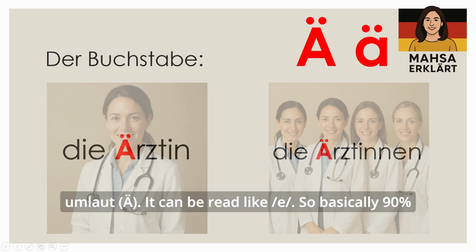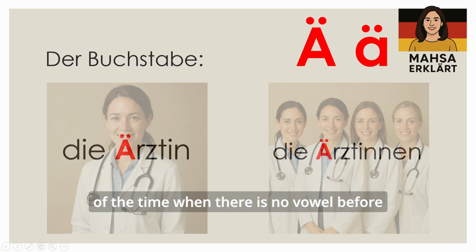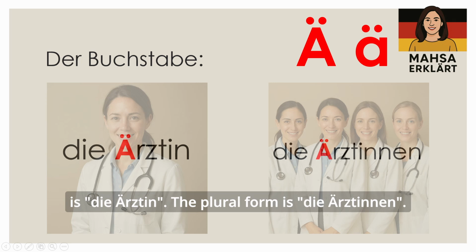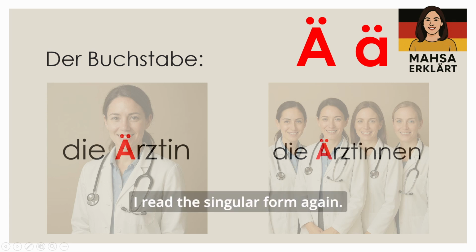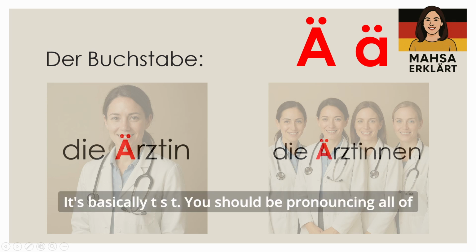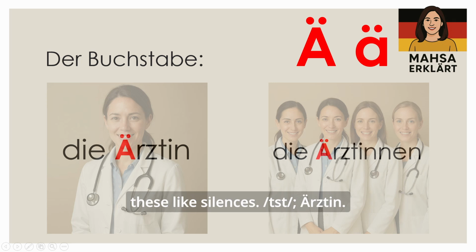Next letter is A with umlaut. It can be read like E. So basically 90% of the time when there's no vowel before or after it, it will sound like E. The example word is die Ärztin. The plural form is die Ärztinnen. I read the singular form again. Die Ärztin. Die Ärztin. Die Ärztin. It's basically T-S-T. You should be pronouncing all of these letters.